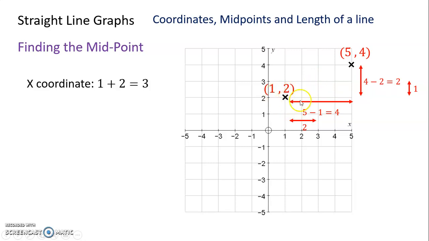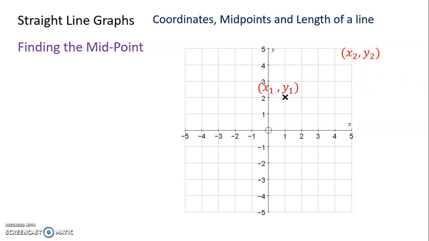Well, I went 2 along from where I started, which was where the x coordinate was 1. So 1 plus 2 is 3. I started at 1, I went along 2, and I ended up at 3. And the same for the y coordinate. I started at 2, so I started here, and I went up half the distance between the two, so I went up 1, and that meant I ended up at 3. So my coordinate is 3, 3, which is right there in between the two.